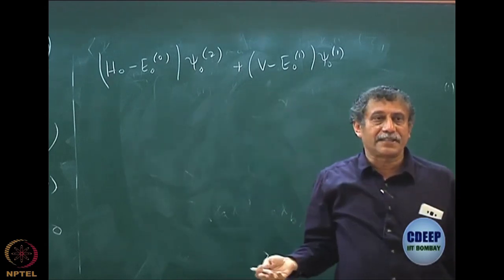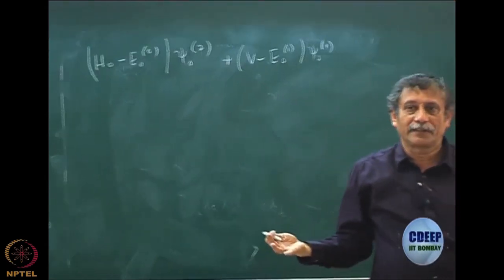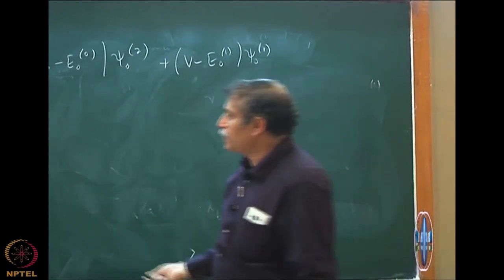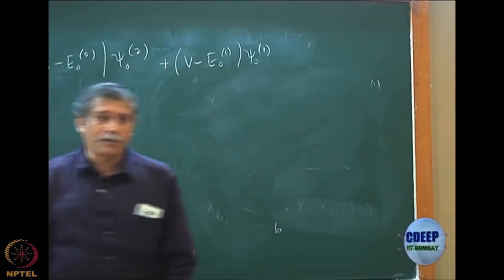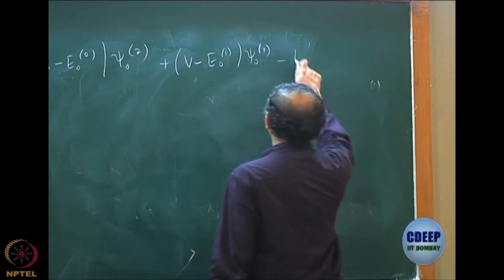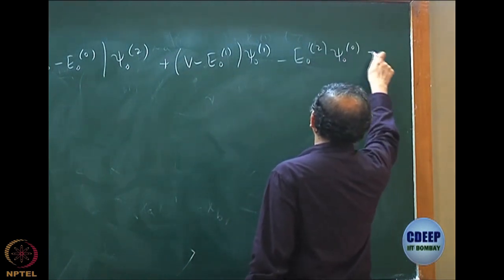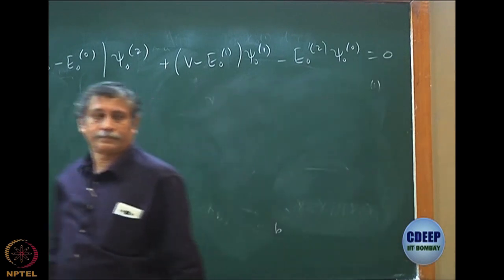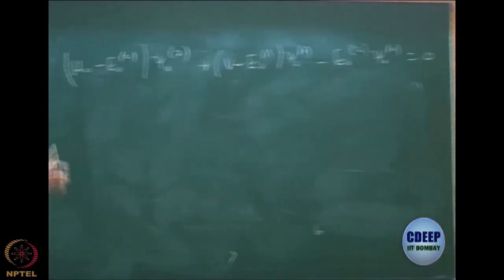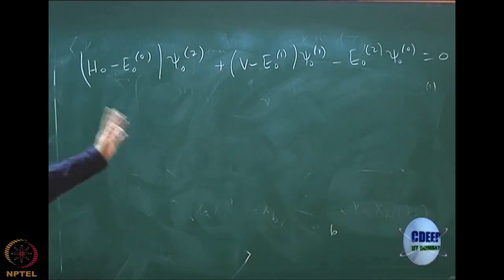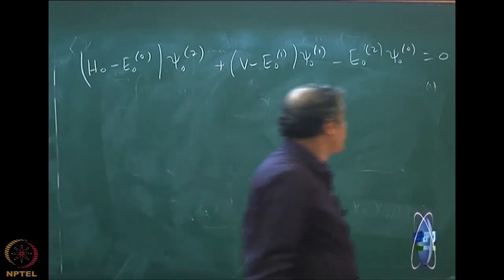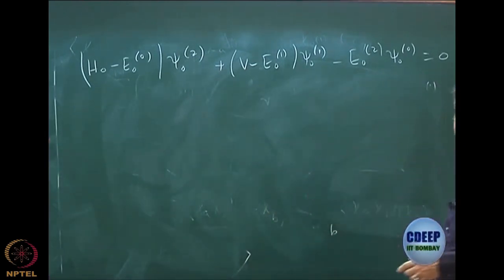What is second order of H minus E? H has no second order. H has only first order. Only E0 has second order. So it will become minus E02 psi 00, right? Remember minus, don't forget minus, because that's important, because it is H minus E. So, minus E02, so that becomes your second order equation.